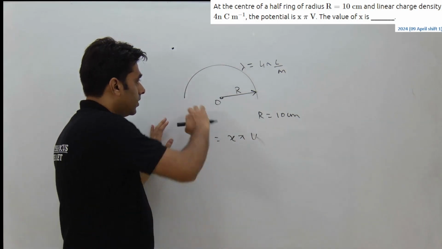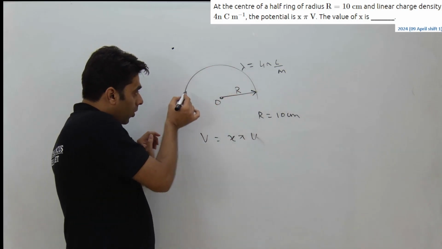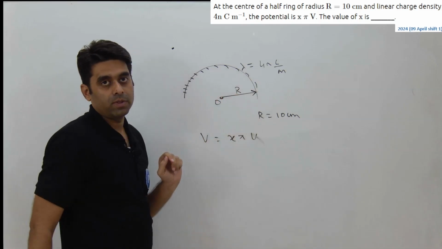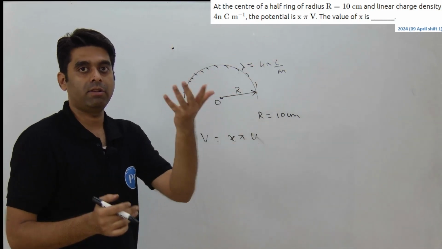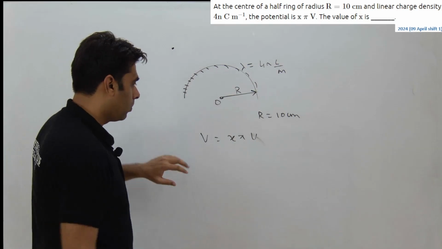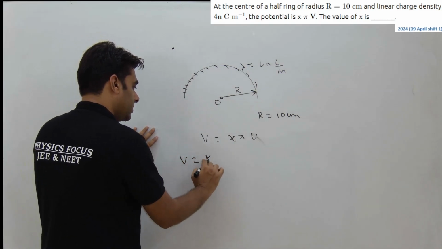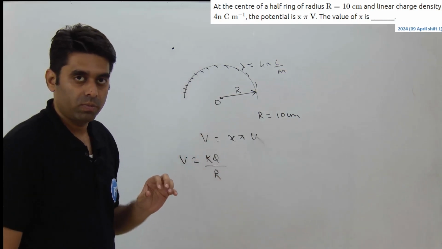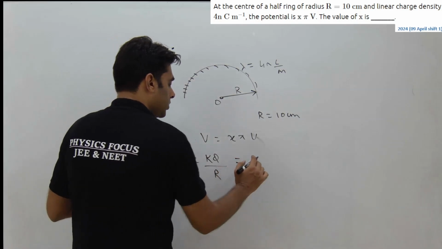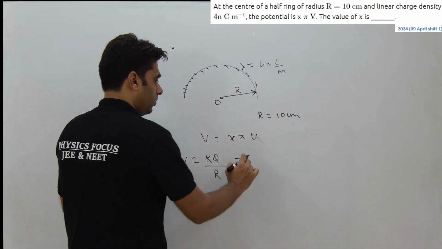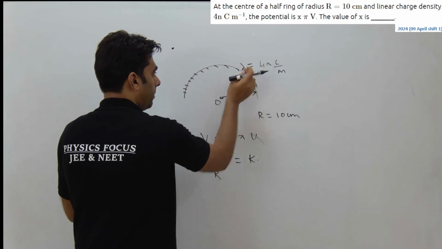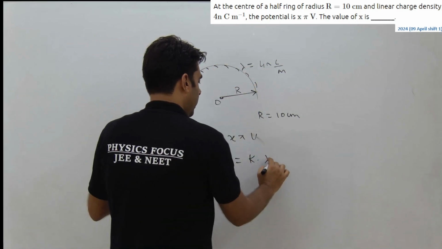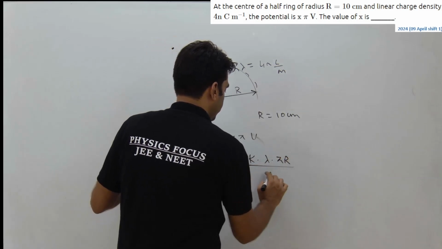Now beta, see, this is a half ring. At the center, all the points are at equal distance from the center. For a ring, the center will be equidistant. So potential, what can we write? Potential will be simply kq by r. Potential due to half ring at its center is kq by r. Let's see. Q is not given to us, but charge density is given to us. We can write q will be lambda into pi r, lambda into the length of it. So lambda into pi r divided by r.